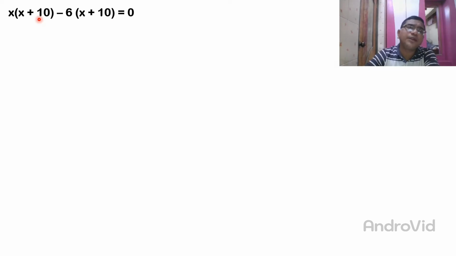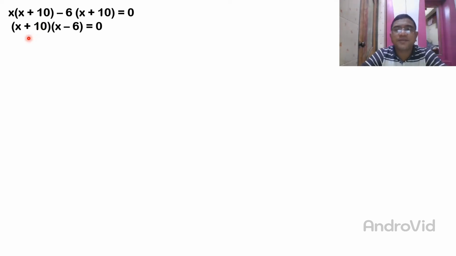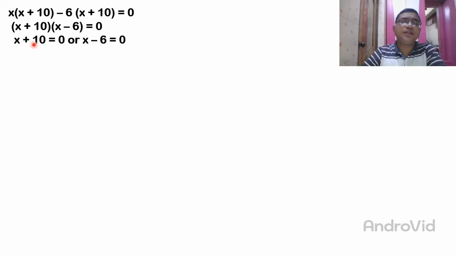So both sides common: x plus 10, x plus 10. So what is the common on both sides? x plus 10. So that can be written a single time. So I write here a single x plus 10. What is the uncommon? x minus 6. So I write here x minus 6 is equal to 0. First possibility: x plus 10 is equal to 0. Second possibility: x minus 6 is equal to 0.